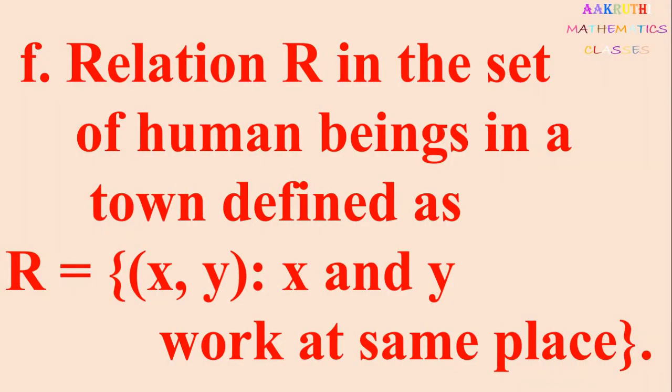Next question. A relation R in the set of human beings in a town defined as the set of all (x, y) such that x and y work at the same place. Here the relation is on human beings, such that x and y work at the same place. Then only they belong to the relation.